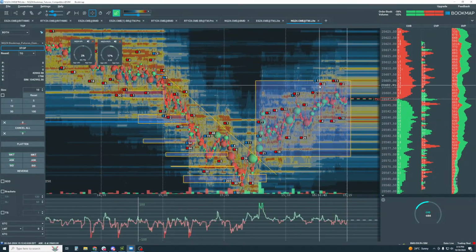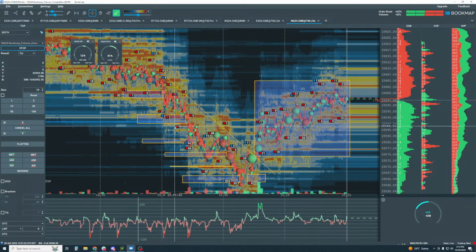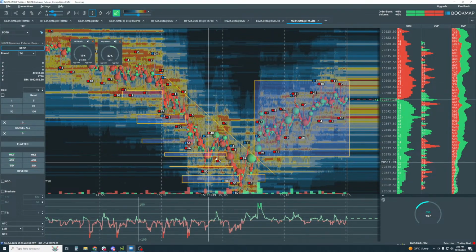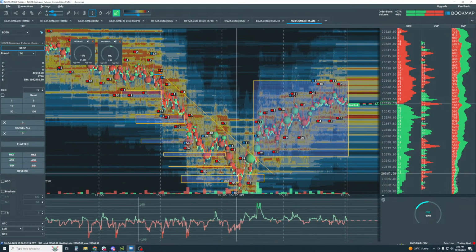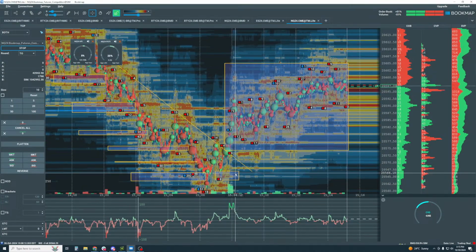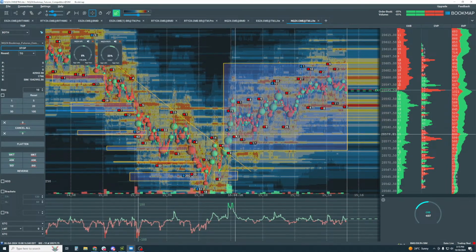And Brandon, please jump in any time here. How you might look at this, like to scale in, or I know you're looking at your higher time frame levels, but any insights, any comments you have, please just jump in.